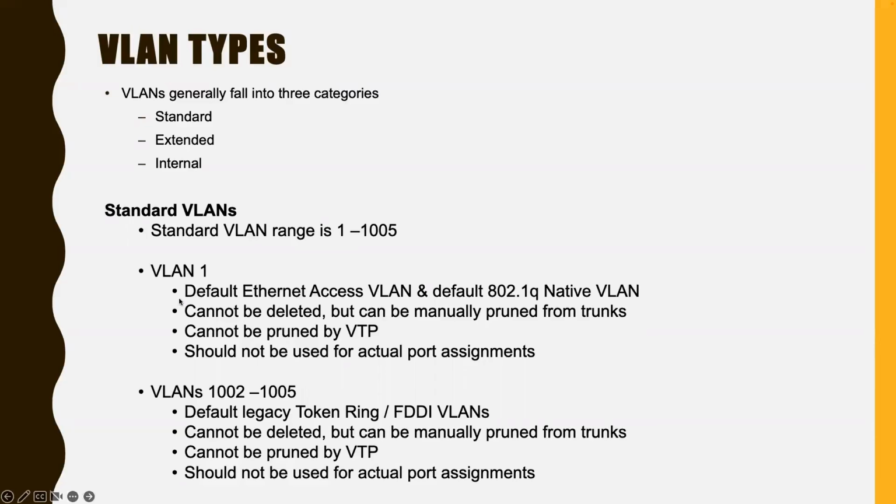As a best practice, we should not use VLAN 1 for our actual production ports. VLAN 1002 to VLAN 1005 are reserved VLANs. Some are for Token Ring or the old protocol FDDI. These are reserved ones. They cannot be deleted, but can be manually pruned from the trunks. They cannot be pruned via VTP, and they should also not be used since they are reserved VLANs.